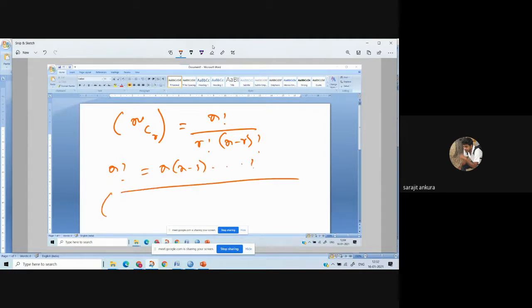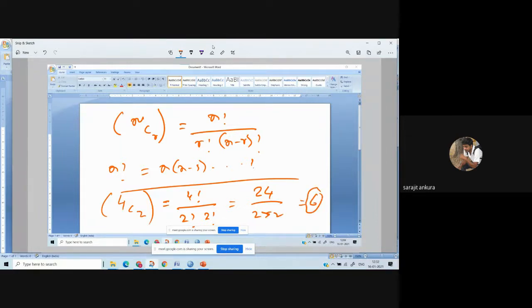So for our example, we calculated 4C2, because out of 4 students, there are 2 cinema tickets. So what is the formula? 4 factorial by 2 factorial and 2 factorial. So 4 factorial means 24, 2 into 2 is 4, and that gives 6. So there are 6 ways.